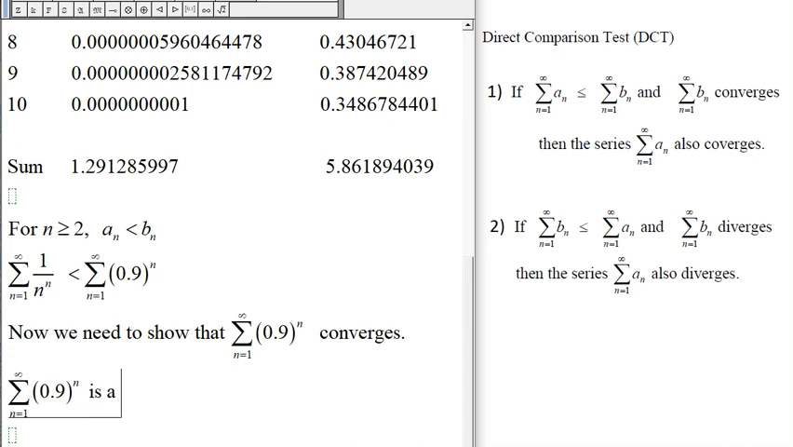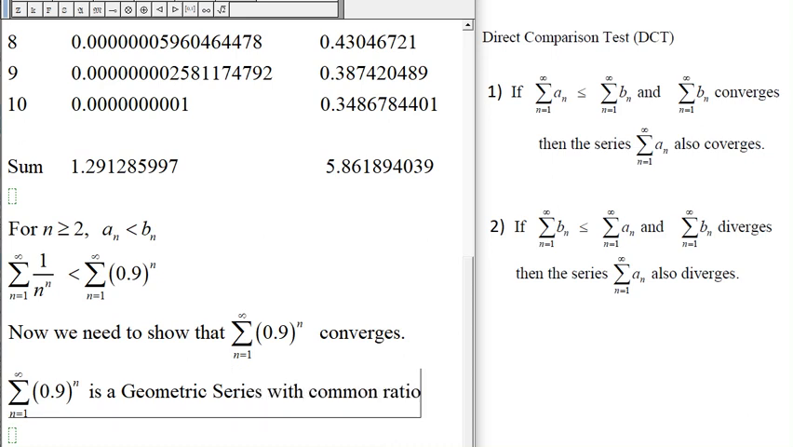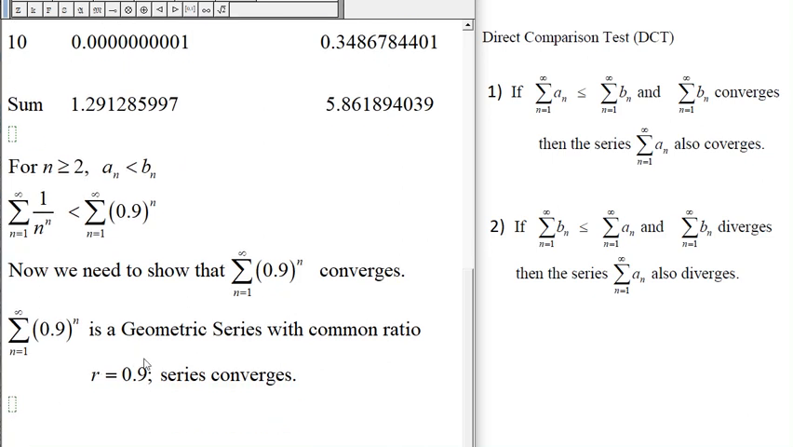This series is a geometric series with common ratio 0.9, and so the series converges. Recall that for a geometric series, if the common ratio r is between -1 and 1, the series converges.